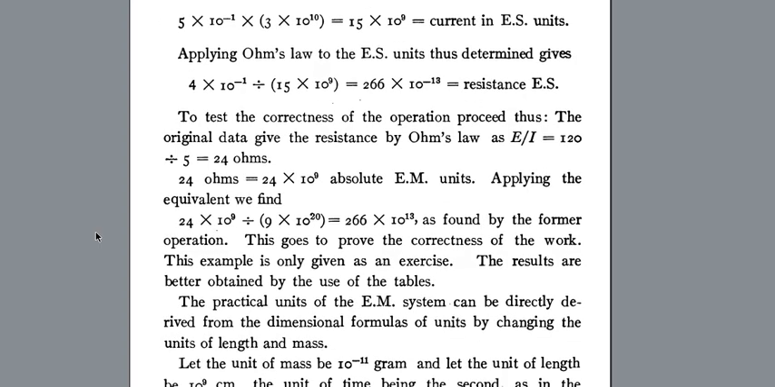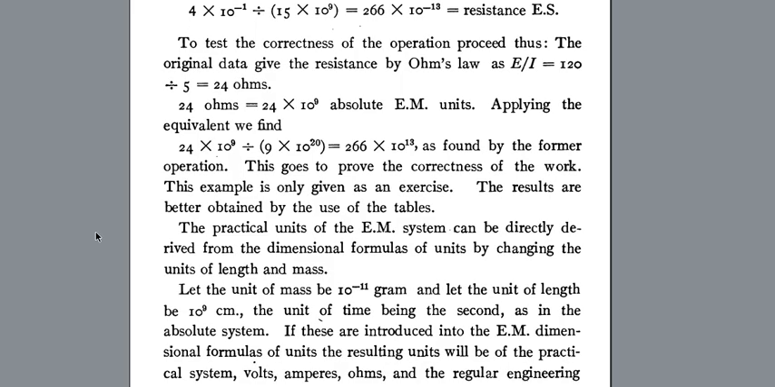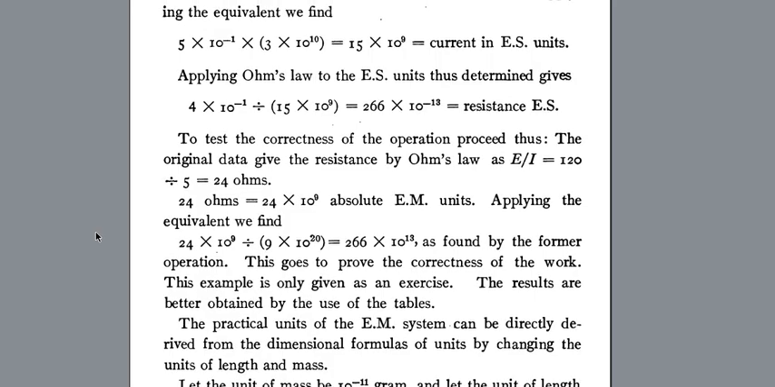To test the correctness of the operation, proceed as follows. The original data gives the resistance by Ohm's law as 120 divided by 5, which equals 24 ohms. 24 ohms is equal to 24 multiplied by 10 raised to the power of 9 absolute electromagnetic units. Applying the equivalent gives 24 multiplied by 10 raised to the power of 9 divided by 9 multiplied by 10 raised to the power of 20, equals 266 multiplied by 10 raised to the power of -13, as found by the previous operation. This proves the correctness of the calculation.